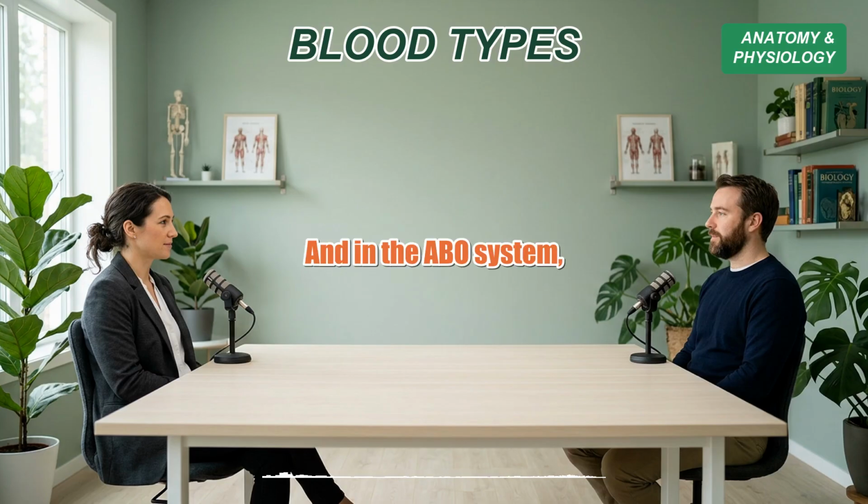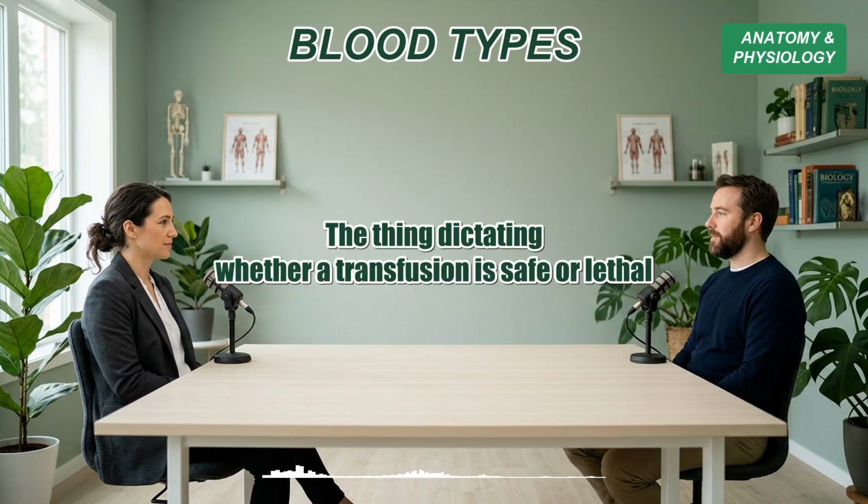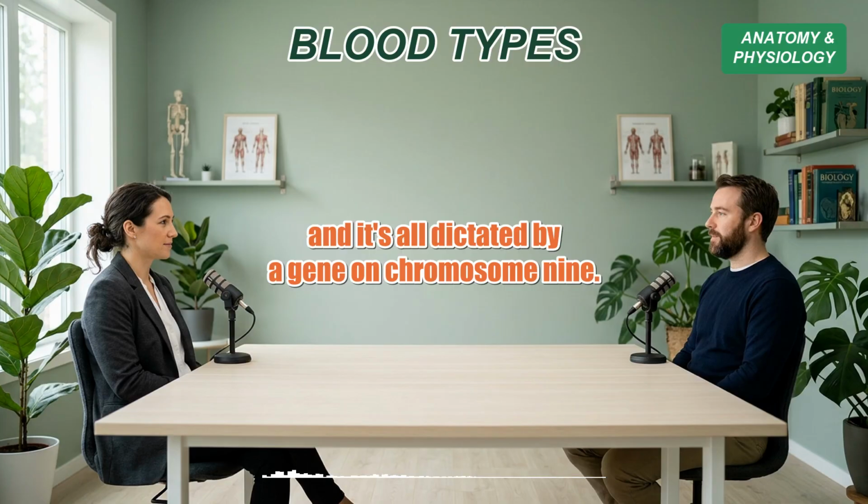And in the ABO system, these markers are actually sugar chains. Wait, sugars. The thing dictating whether a transfusion is safe or lethal is just sugar. Basically, yes. And it's all dictated by a gene on chromosome 9.